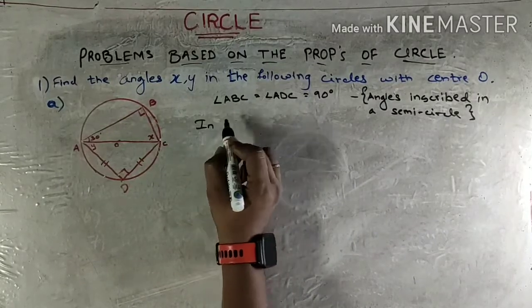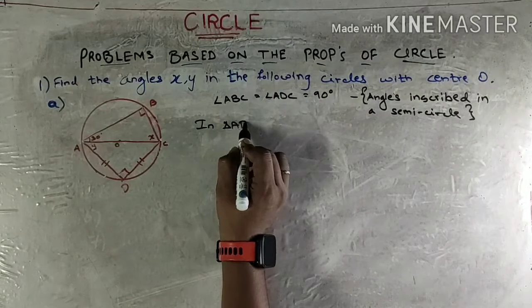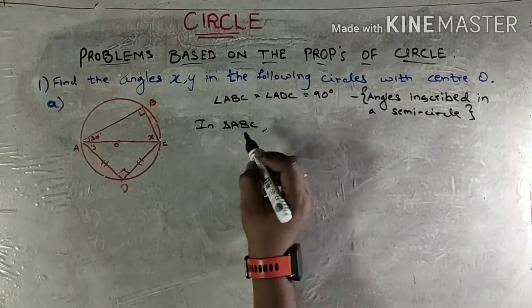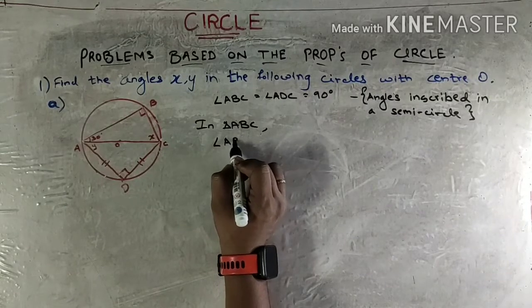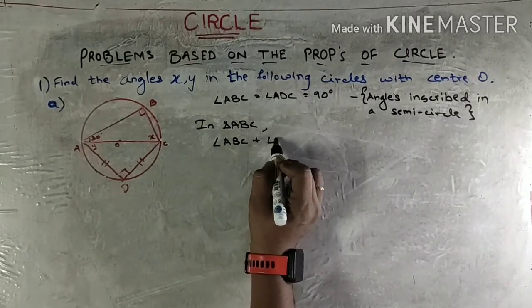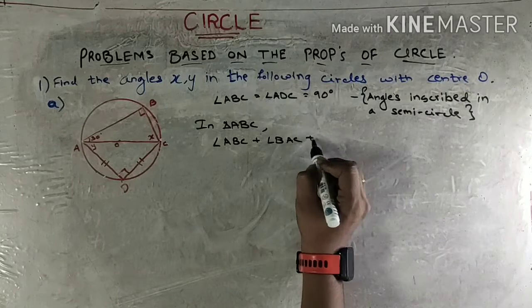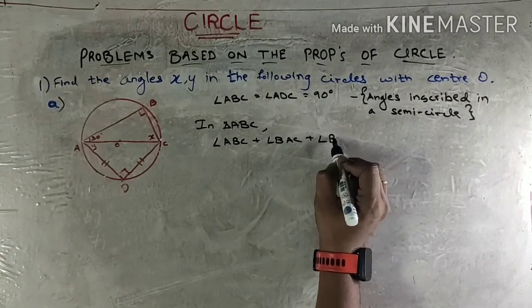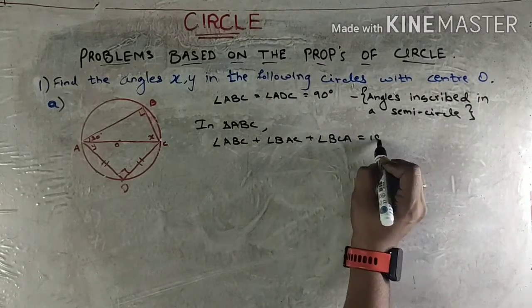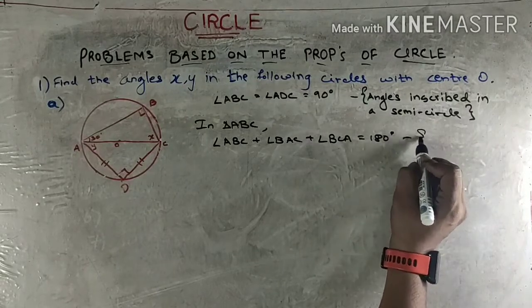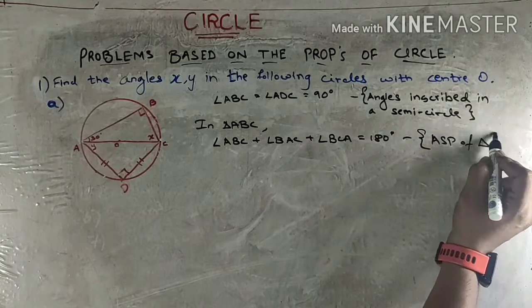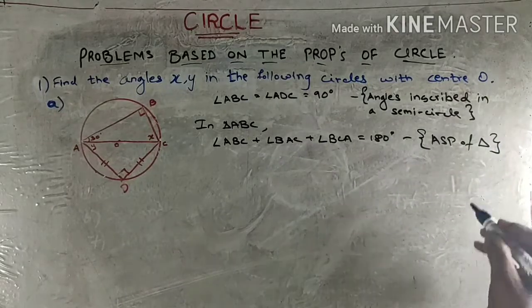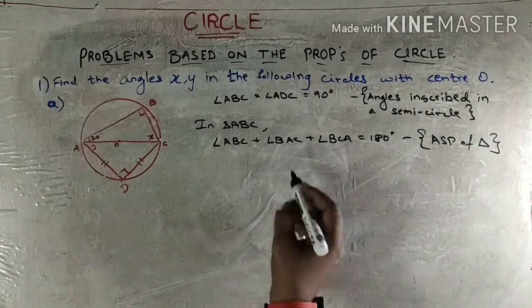So before that, I'll write in triangle ABC, angle ABC plus angle BAC plus angle BCA is equal to 180 degrees. Angle sum property of triangle. I am writing in short form. In exams you are supposed to write full statements.